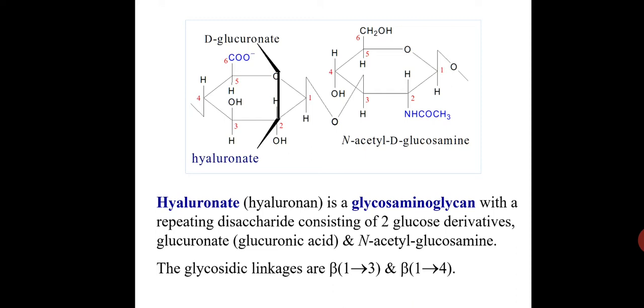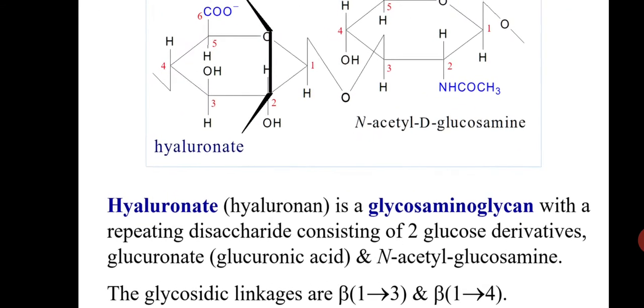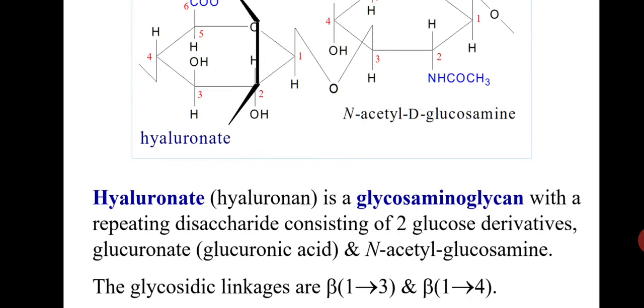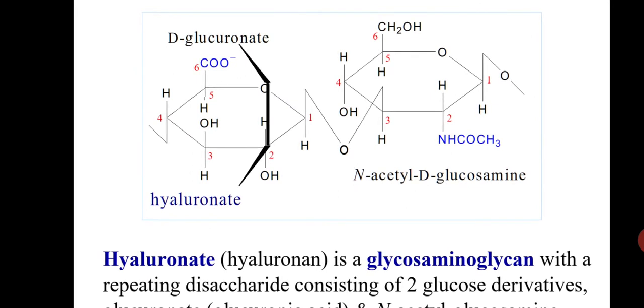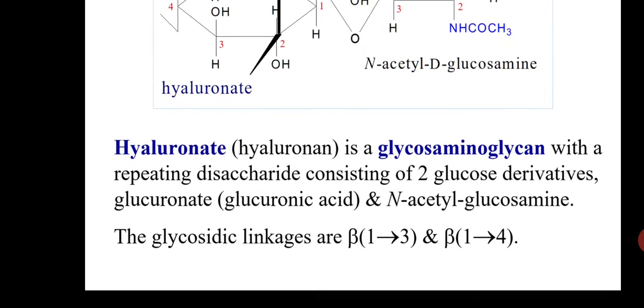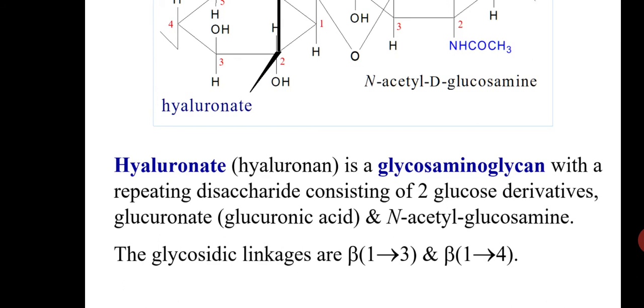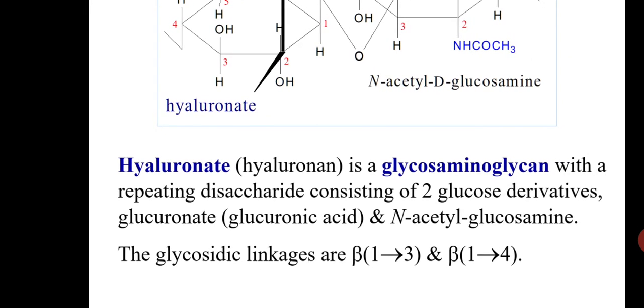So hyaluronate, which I have just shown you in the previous slide, is a glycosaminoglycan with a repeating disaccharide consisting of two glucose derivatives, which are glucuronate and N-acetyl glucosamine. So you can see hyaluronate over here, one is glucuronate, one is N-acetyl glucosamine, right. I hope you might be getting confused. Hyaluronate is a glycosaminoglycan, fine. It is consisting of a repeating unit of disaccharides. What are those disaccharides? Glucuronate and N-acetyl glucosamine, fine.